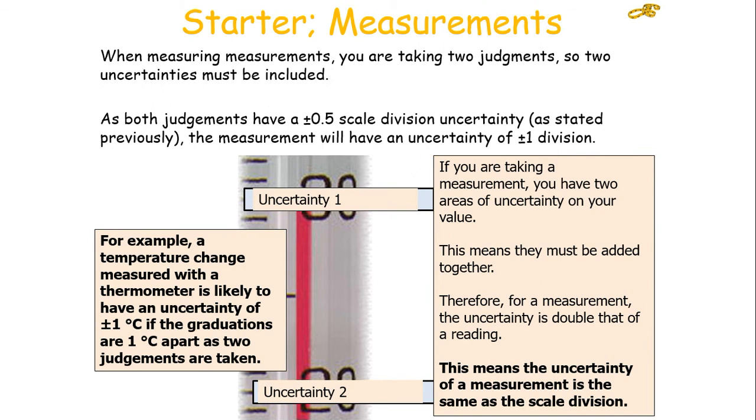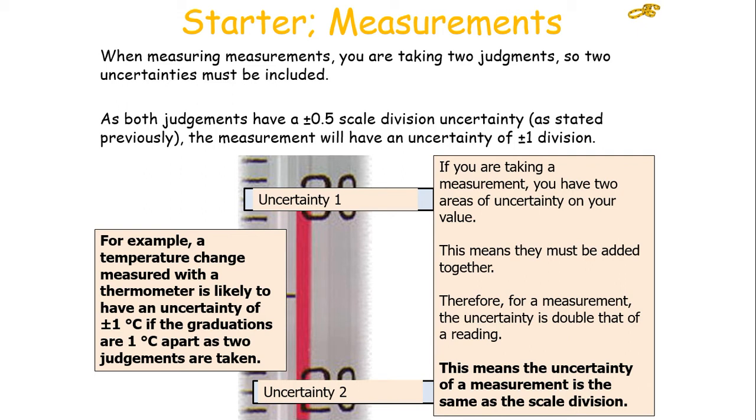Now, when measuring measurements, you take two judgments. So there are two uncertainties. As both judgments have an uncertainty of plus or minus 0.5, half of the scale, this means that the overall measurement, because there are two of them, will be plus or minus 1 of the division.